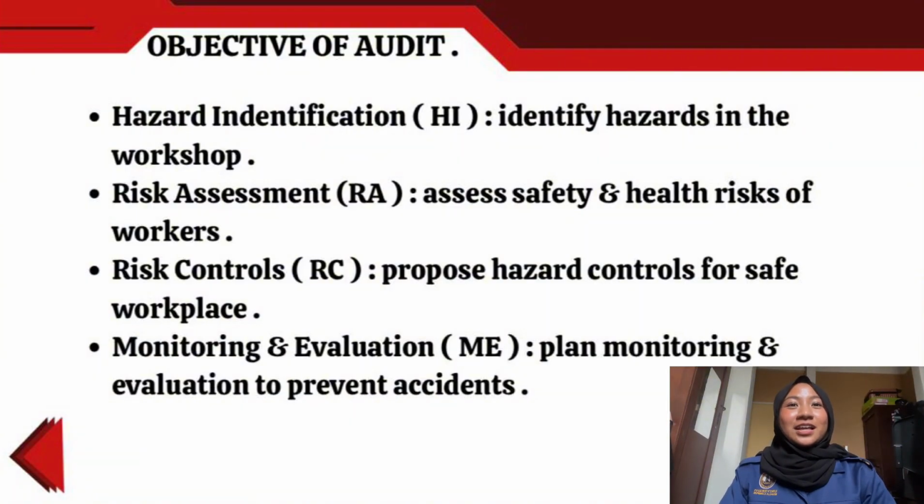Risk control. The third objective is to propose hazard controls that will create a safe and healthy workplace. This will follow the hierarchy of controls: elimination, substitution, engineering controls, administrative control, and use of PPE. Monitoring and evaluation. The final objective is to plan monitoring and evaluation systems. This ensures that controls remain effective over time and helps to prevent accidents or occupational illness in the workshop.